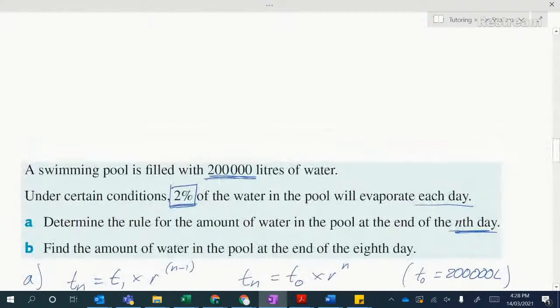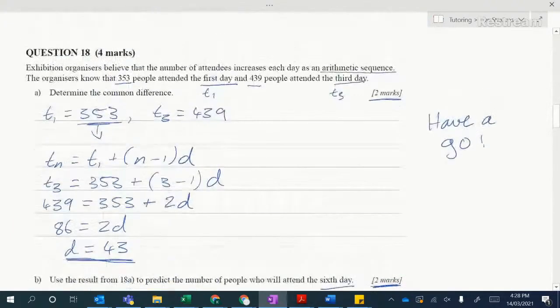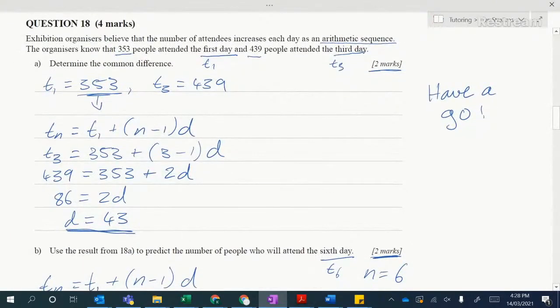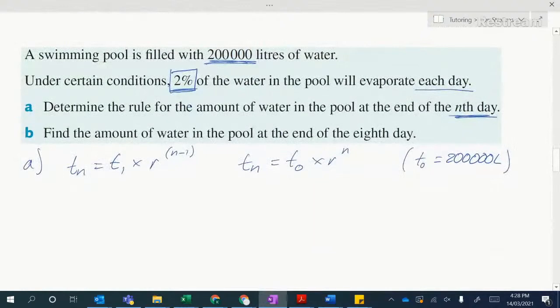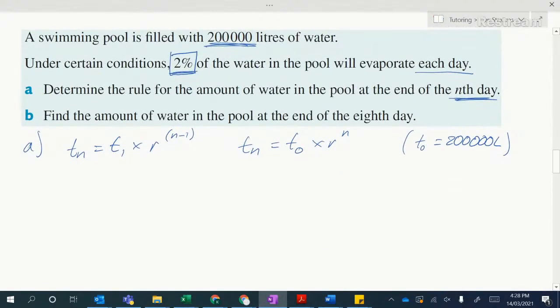Okay, I didn't do it up here because in this case, the first day was T1. So that matched really nicely. I didn't have to change anything there. Okay, so you just got to consider the context of your question sometimes. Okay, so in this case, I'm going to start from T0 and make T0 200,000 litres.